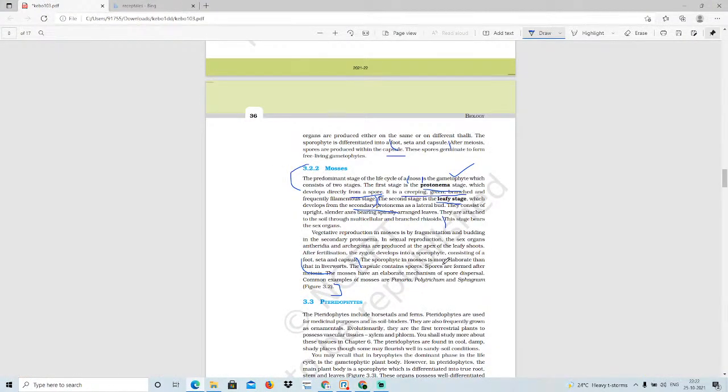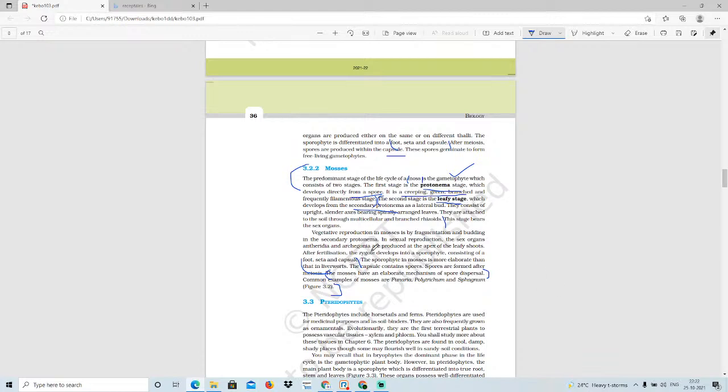The sporophyte is more elaborate in mosses than in liverworts, and they're telling that the capsule contains spores. Yeah, that's true. The spores are formed after meiosis. That's also true. That's what happens in all bryophytes. The mosses have an elaborate mechanism of spore dispersal from the capsule, which is not given here, so we don't have to worry about this.